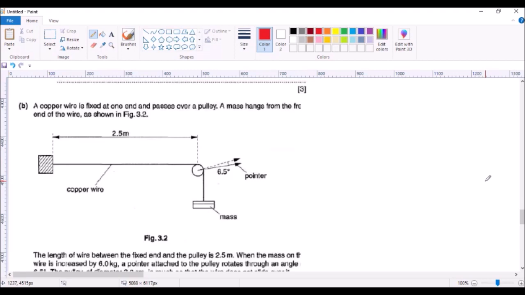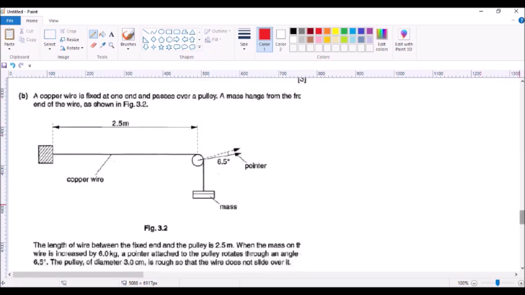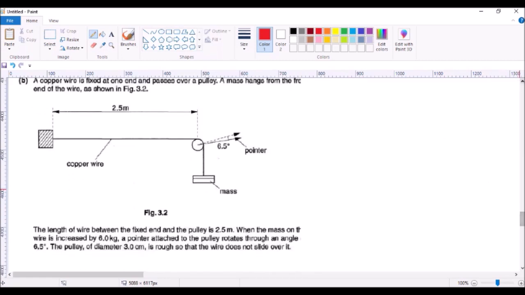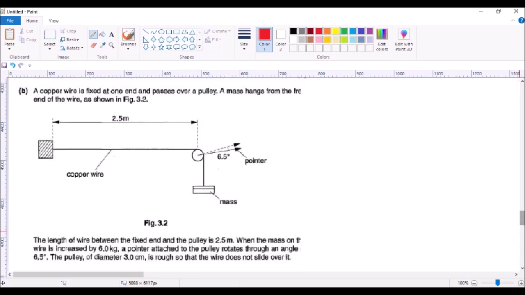Okay, a copper wire is fixed at a point at one end and passed over a pulley. A mass hangs from the end of the wire as shown in figure 3.2. The length of the wire between the fixed end and the pulley is 2.